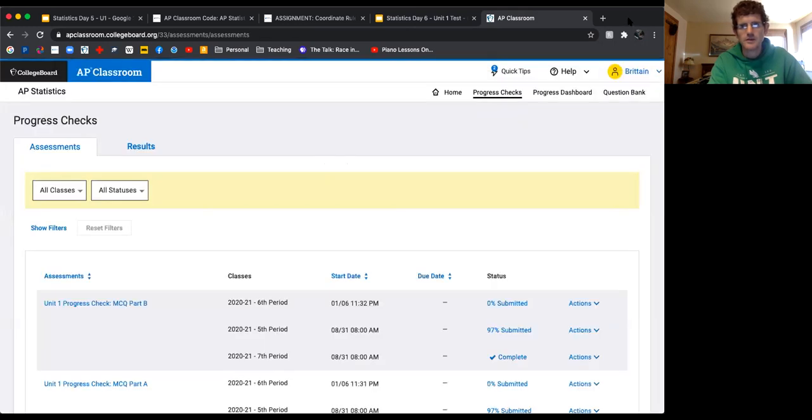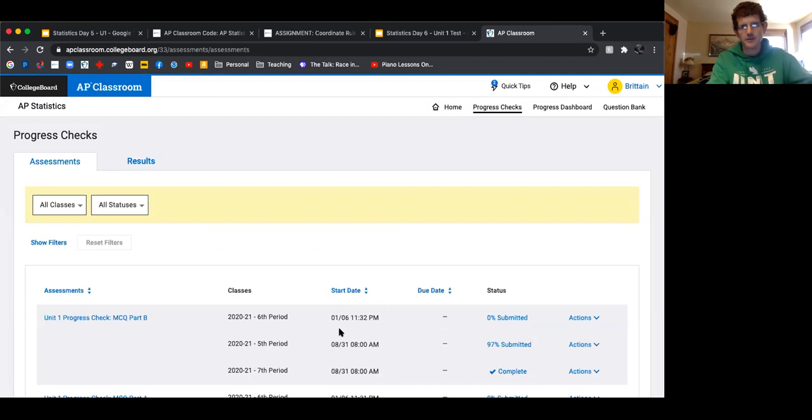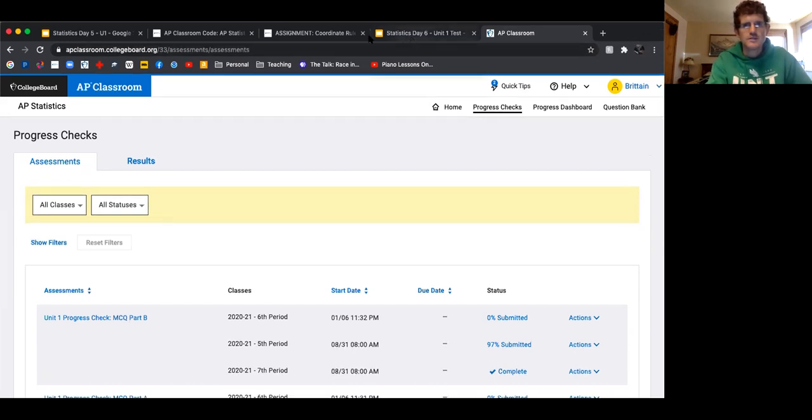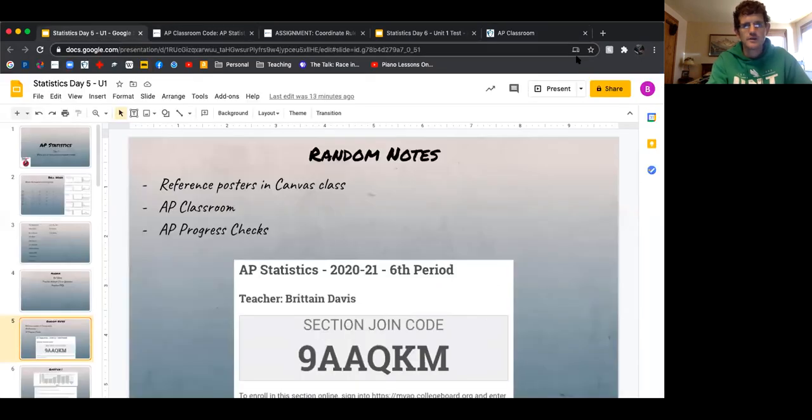I will assign you these progress checks at the beginning of every new unit, and you can keep up with it that way. All right, and a question just came up in chat: do we need to create a College Board account? You will need to create an account, and once you have the account, you'll plug in the code. You'll be given the option. If you already have an account, you can just add this to your other classes. Okay, if there are more questions on this, please stick around and we will go over that in more detail.